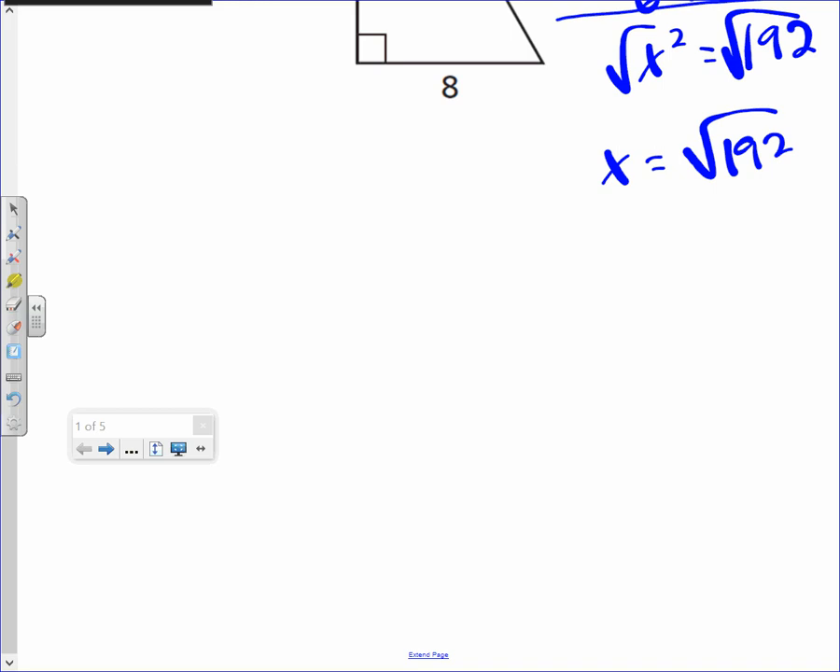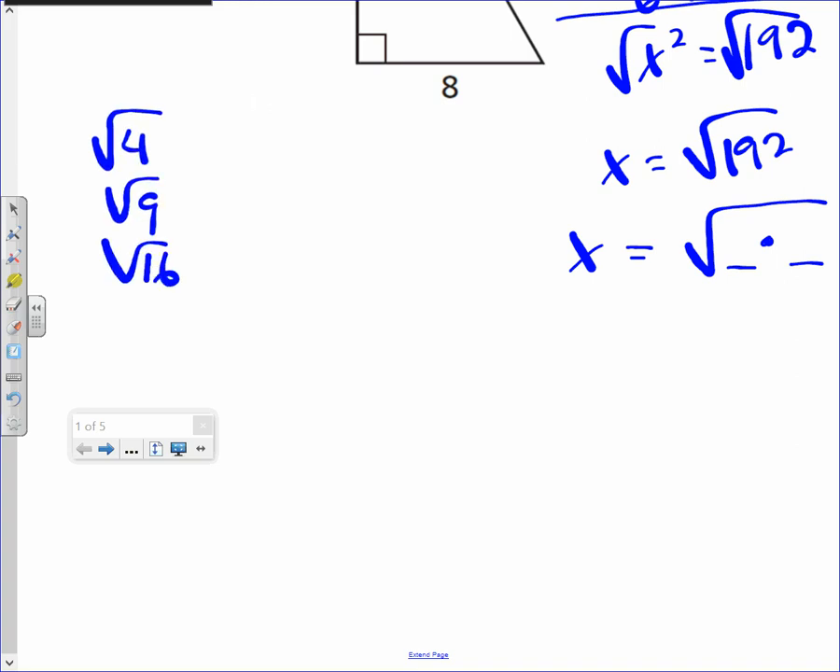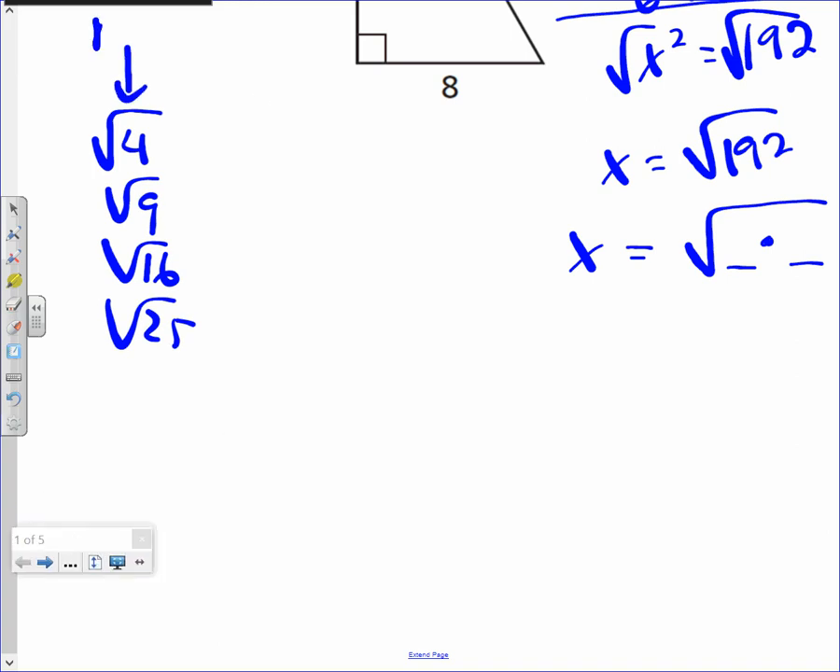So what we're going to do is figure out which perfect square fits into 192. A factor times another factor that make up 192, making sure one of the factors is a perfect square. So remember my perfect squares from this morning: square root of 4, square root of 9, square root of 16, square root of 25. Which one of these perfect squares are factors of 192? Well, let me use my calculator. Let's hit 192 divided by 4. Let's see if that works.